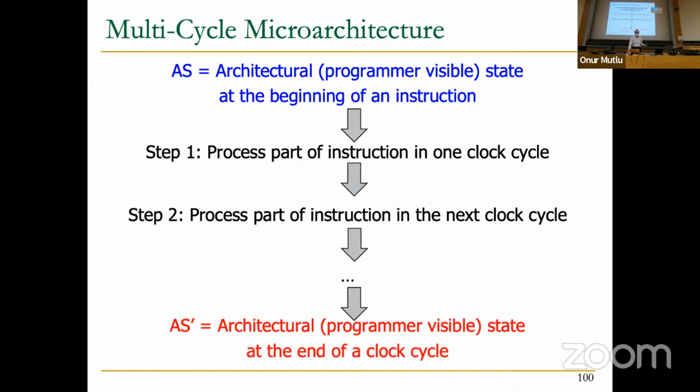And after some point, you generate architectural state prime that is required for you to generate based on the instruction set architecture description of the instruction. Right? So basically, your goal is still to get to architectural state prime from architectural state based on the definition of the instruction in the ISA, but you do it in as many cycles as the instruction needs, as opposed to in a single clock cycle that's extremely long.